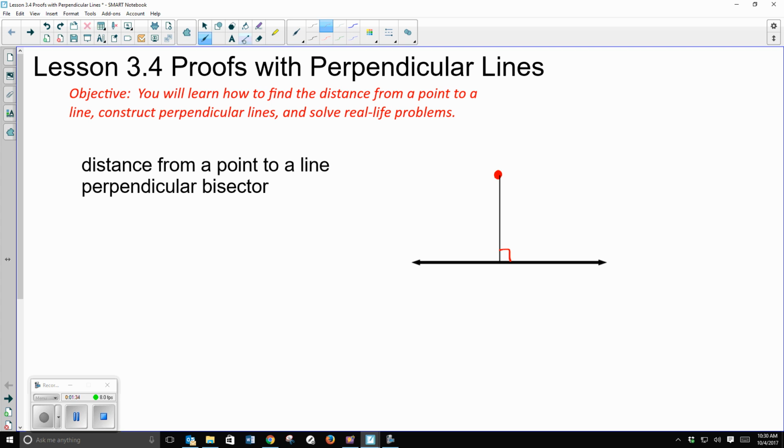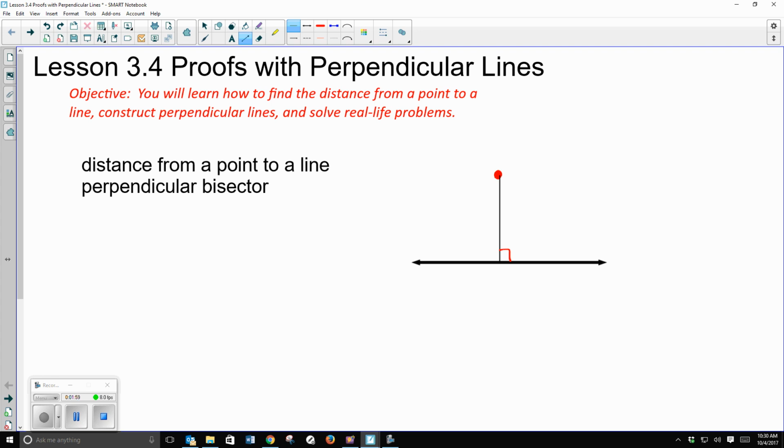Next, perpendicular bisector. If you'll remember, we've already talked about angle bisectors. That's when you have something that cuts an angle into two congruent angles, like a ray or a line or a segment even. But let's think about a perpendicular bisector. With a perpendicular bisector, you have two things going on at once. Something's perpendicular and something is bisected.